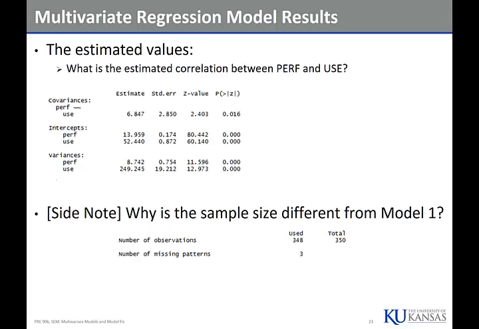Okay. So that's one way I want to say this: having the flexibility to model that and understanding the assumptions, what they mean, is an important step there. That's one big thing. The other thing is we can see the covariance here, 6.847.